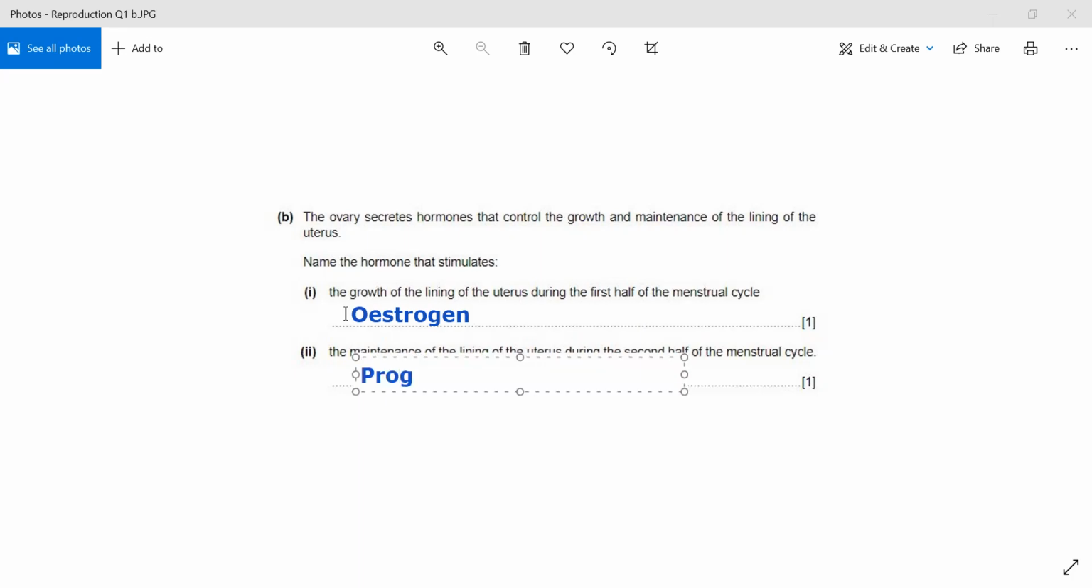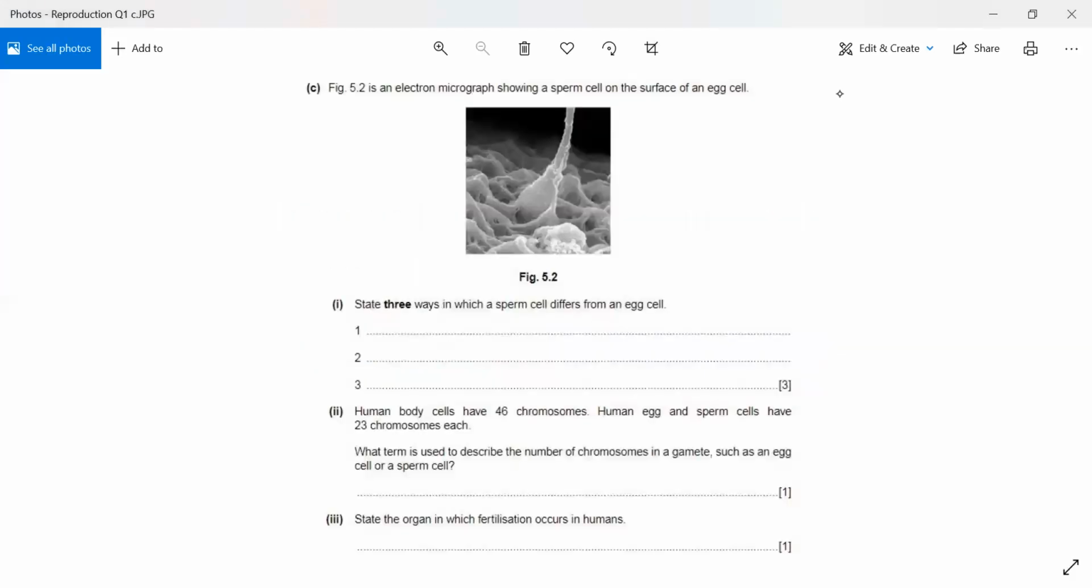Progesterone. Make sure the spellings are correct. Progesterone. Now we will move to the next part of the question. Let me clear this. Yes, next part of the question here, what do we have?